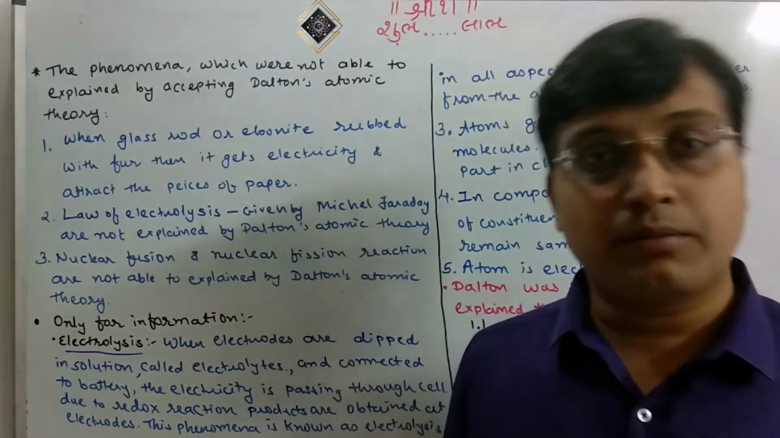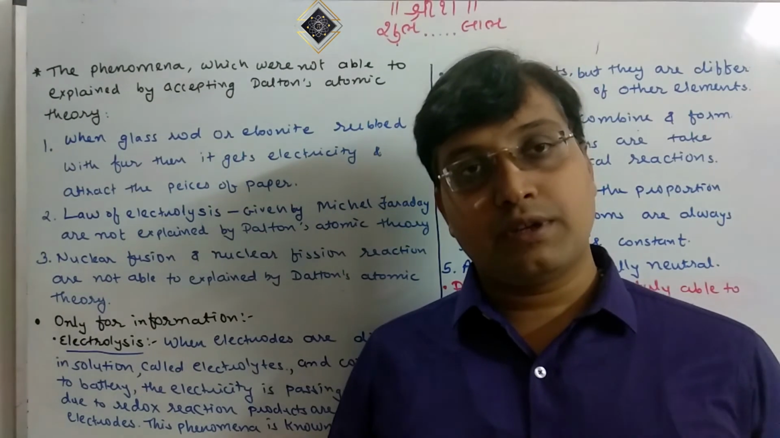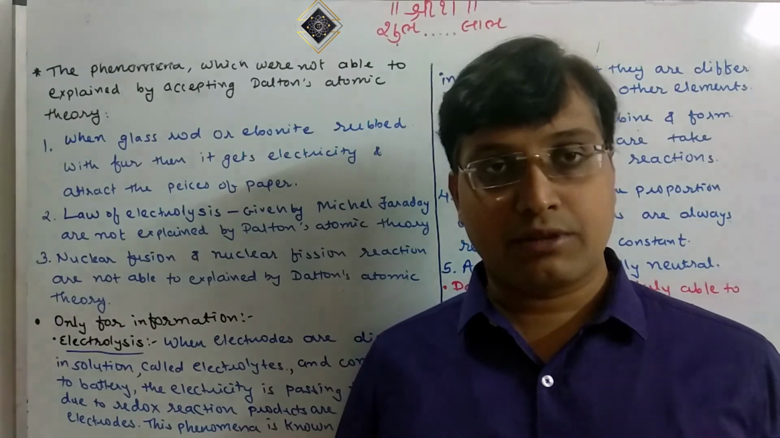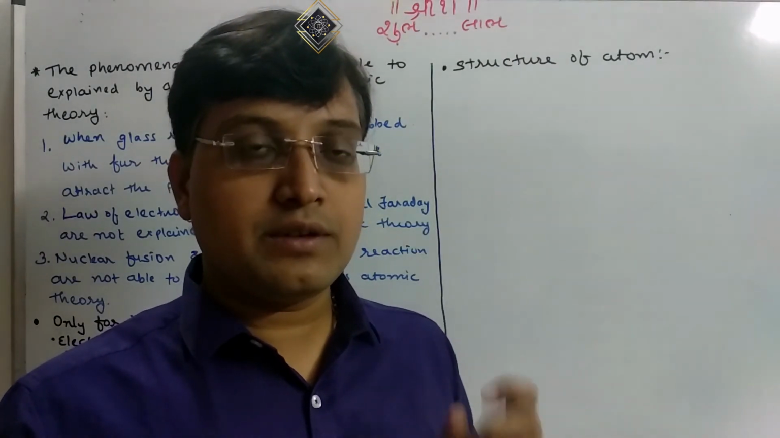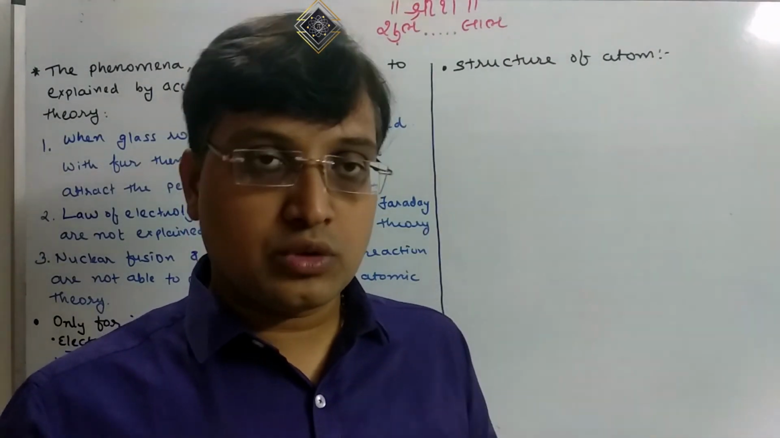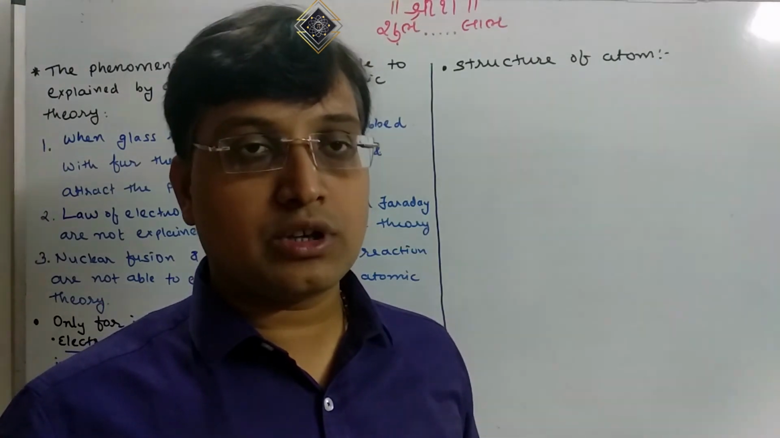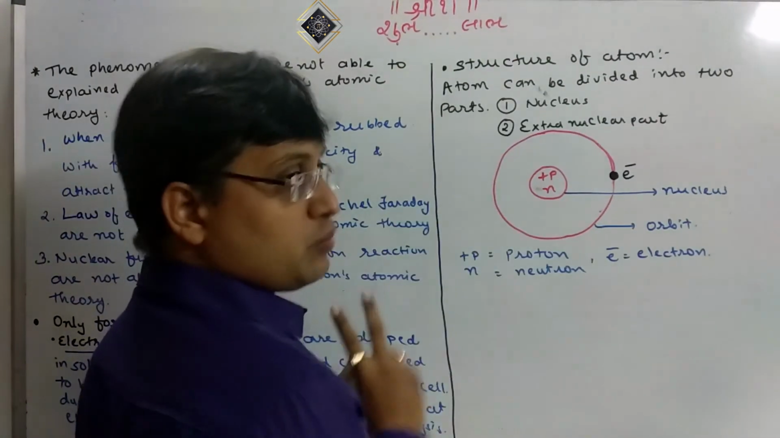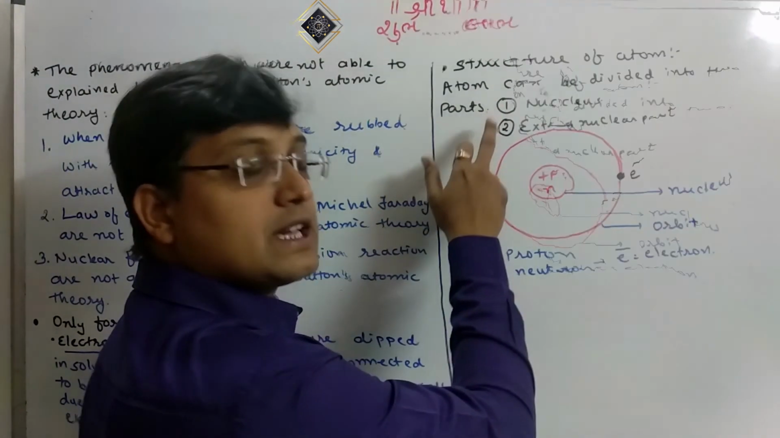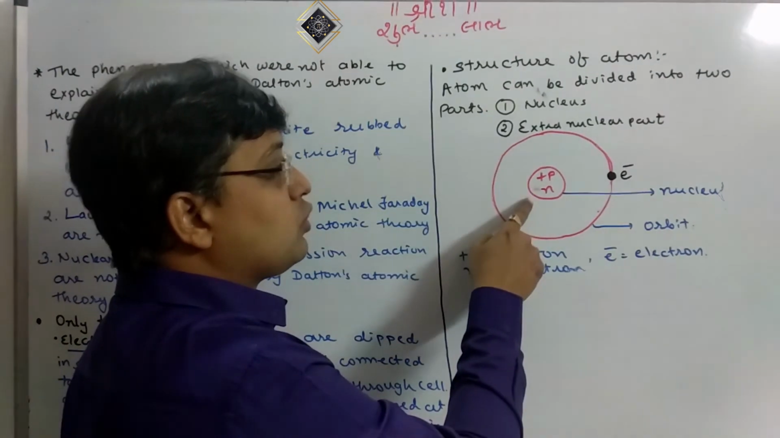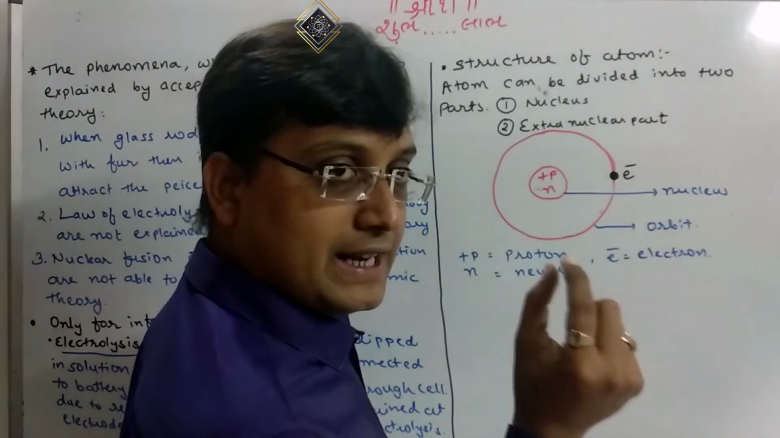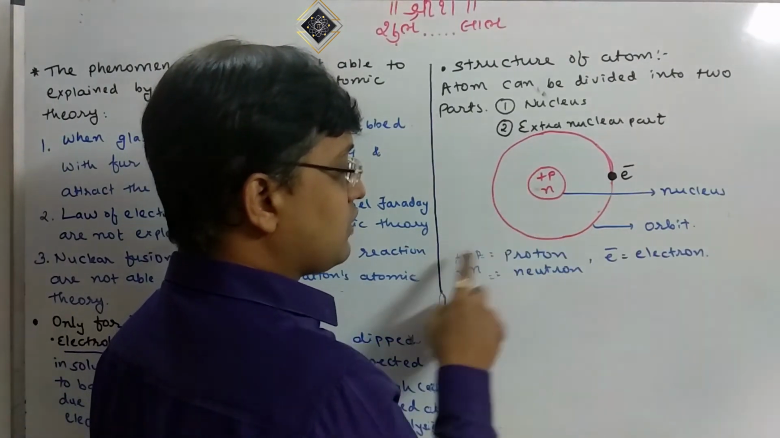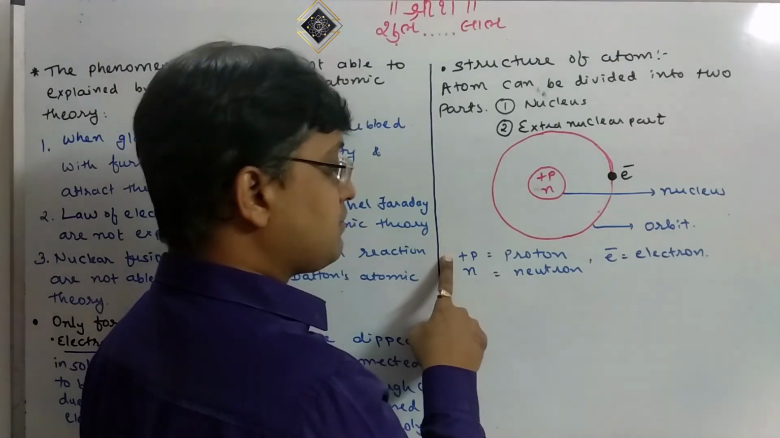Okay. A number of scientists tried to explain the structure of the atom. In modern science, the structure of the atom is accepted like this. The structure of the atom can be divided into 2 parts. One, the nucleus, and the other part, the outer part of the nucleus, which is known as the orbit. The atom can be divided into 2 parts: first is the nucleus, second is the extranuclear part. The nucleus is very small compared to the whole atom. It contains 2 fundamental particles. One is the proton, whose symbol is P plus.